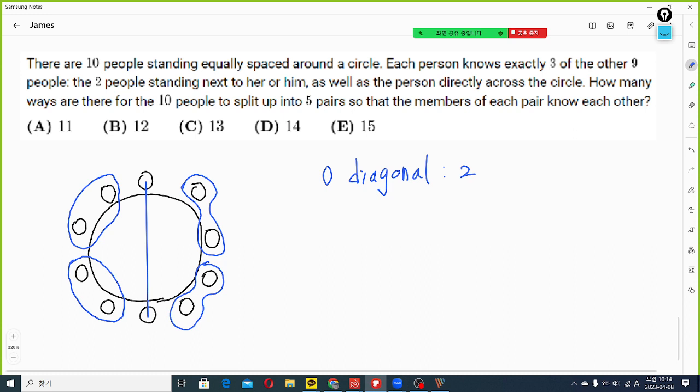How many diagonals can we make? I mean, this is one case, and the second case will be this type, right? So how many diagonals can we make? Five? Yeah, five. So there are five cases we can make. One diagonal pair, and the remaining four people make two pairs with neighboring person.